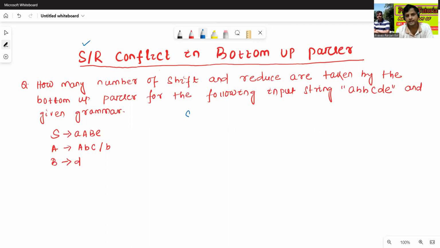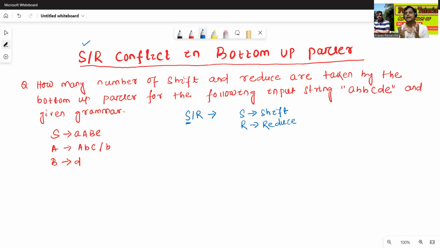Here, S means shift. What is the meaning of R? R means reduce. Shift and reduce. So shift-reduce conflict means what?